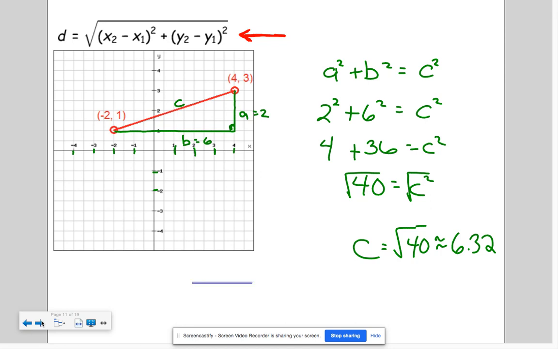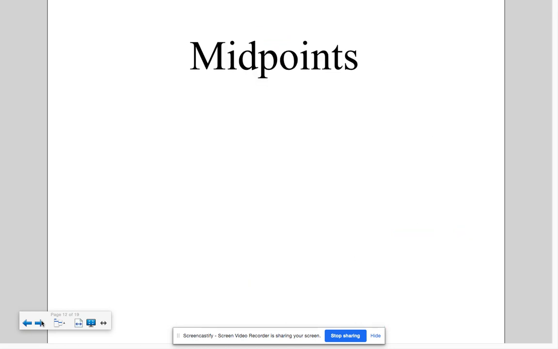Okay? All right, we're going to move on to midpoints. Midpoints. So midpoints are still part of segments, okay? We're just talking about a specific part of the segment.